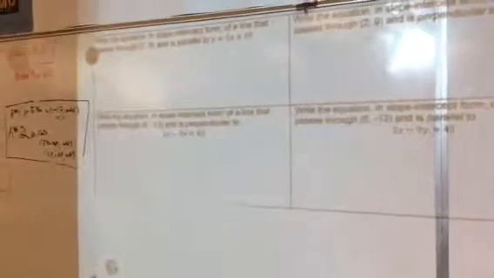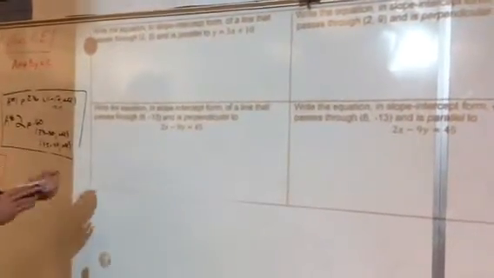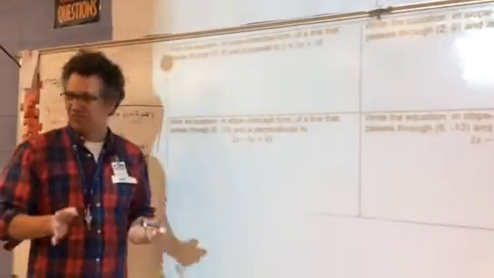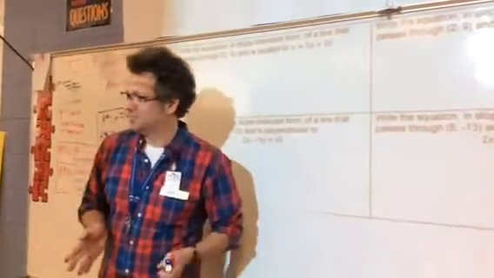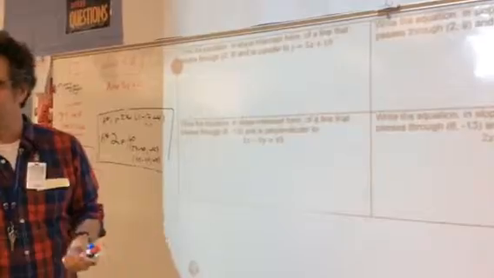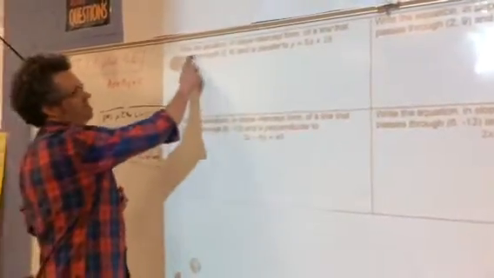So today we're talking about parallel and perpendicular lines. The big thing to remember is that parallel slopes are the same, perpendicular slopes are opposite reciprocals. So let's talk about this as we go through this.